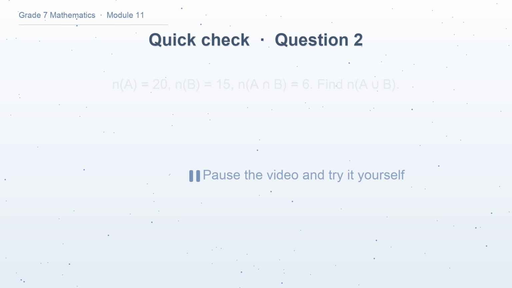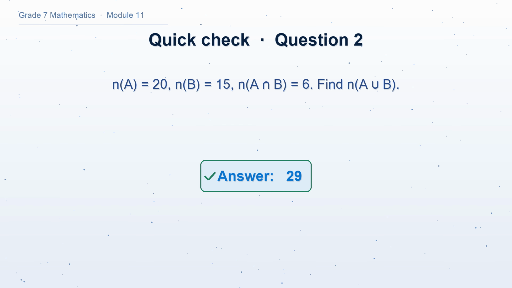Question 2 uses the counting formula. The number of elements in A is 20, the number in B is 15, and 6 elements lie in both. Find the number of elements in A union B. Add the number in A and the number in B, then subtract the overlap once. 20 plus 15 is 35, minus 6 is 29.